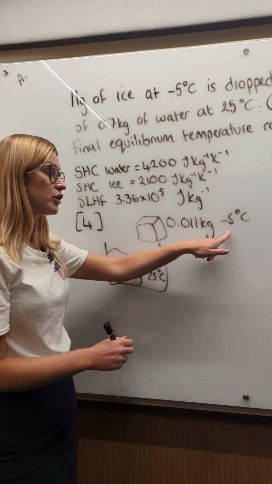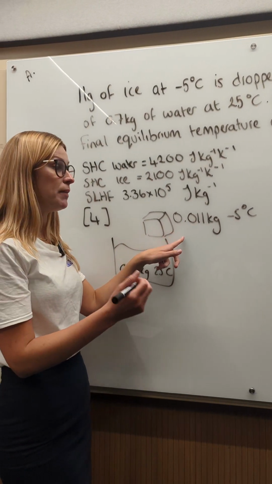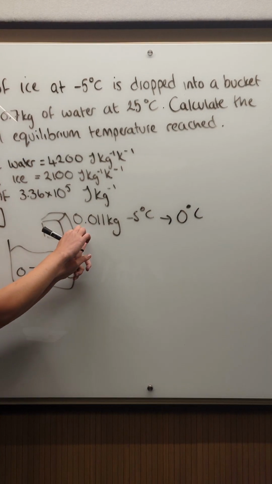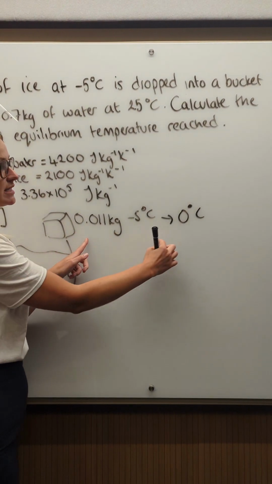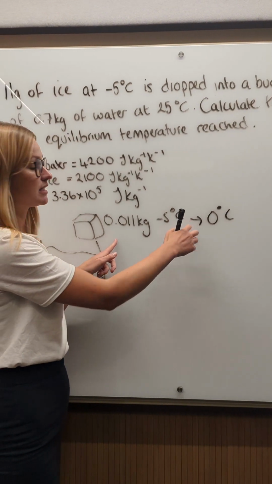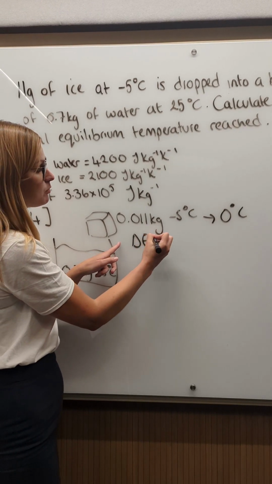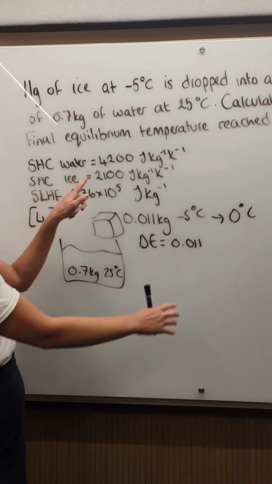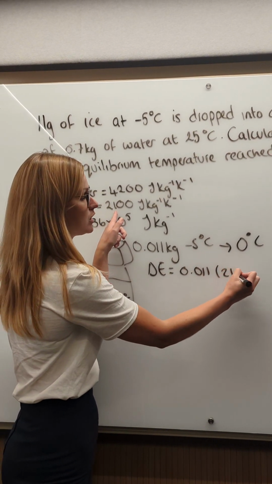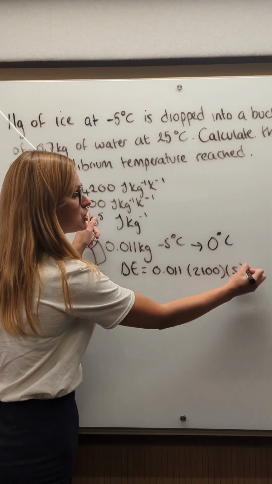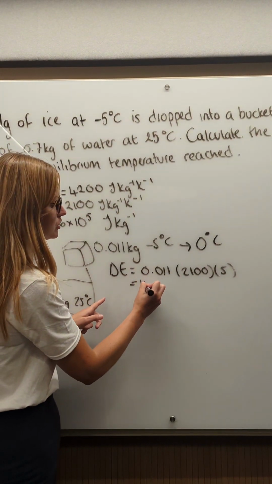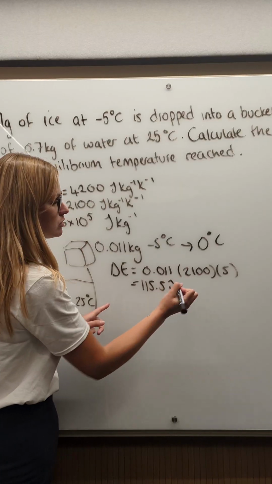Okay. So first, my ice starts at -5, and you need to remember that ice changes state at 0 degrees Celsius. So the first thing that has to happen is my ice has to increase in temperature by 5 degrees Celsius. That change in energy will be my mass of ice times the specific heat capacity of ice, which is 2,100, times that change in temperature of the ice. When I do that math, I'm going to get a final answer of 115.5 joules.